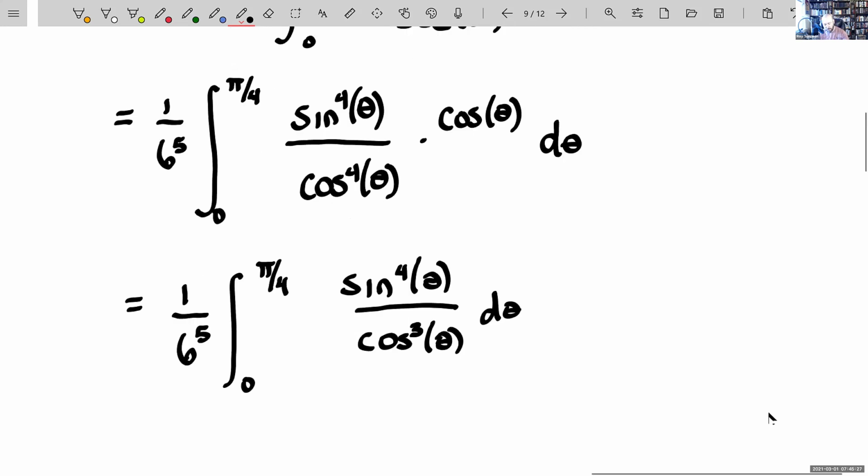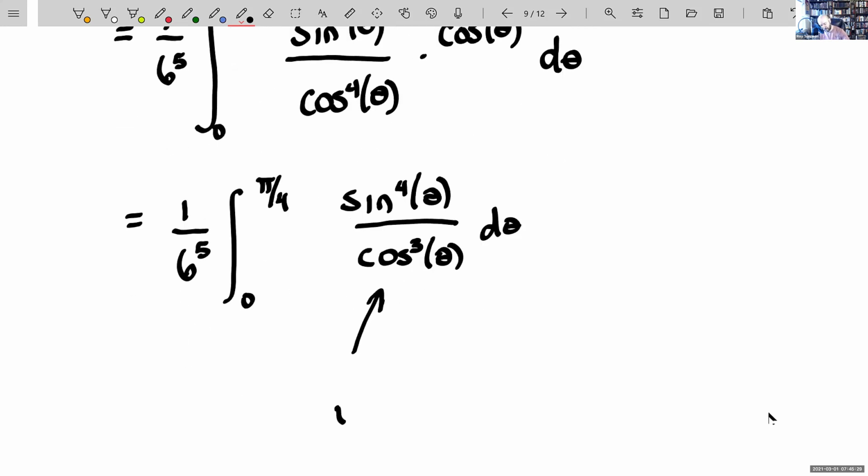If you let u equal, for example, the cosine, let's just pretend. If u equals cosine of theta, in fact, let me just show you my shorthand. If u equals cosine, then du would equal the negative sine.